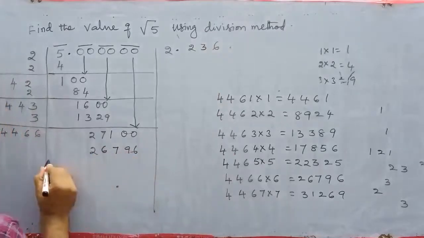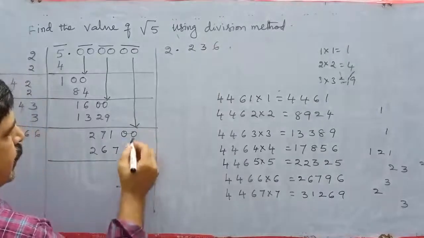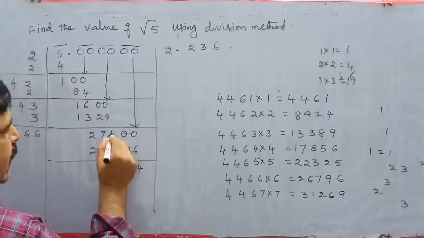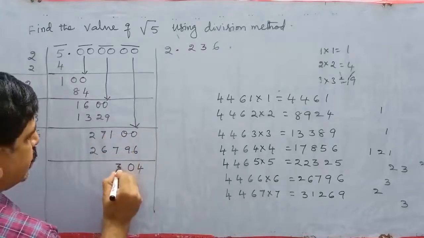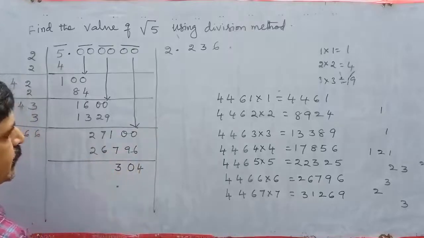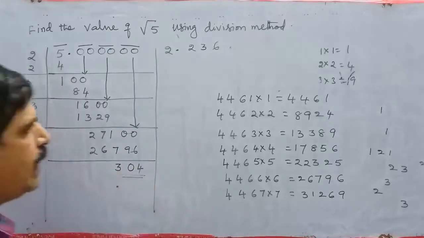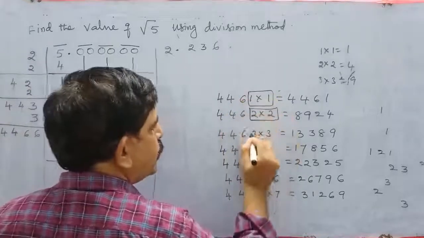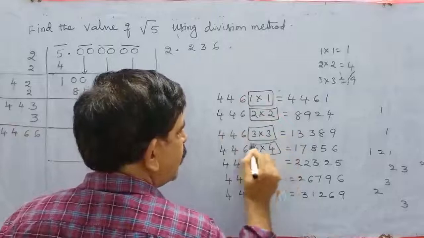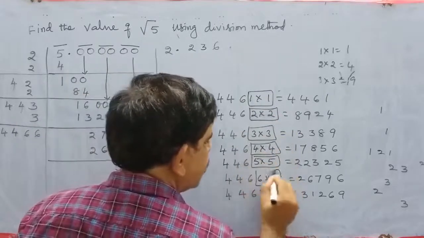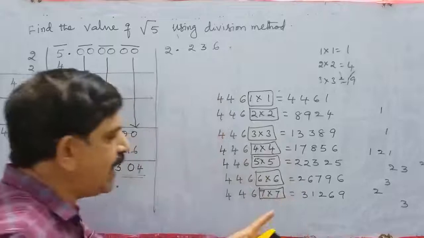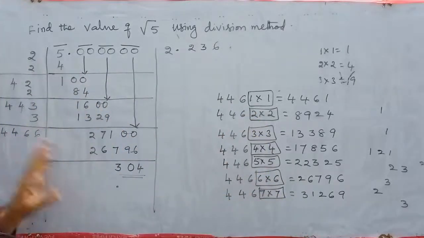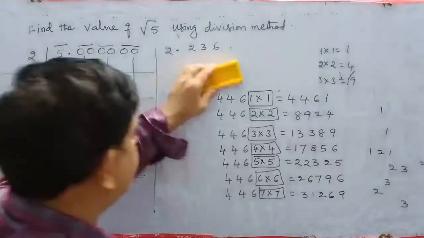26,796. Okay. Now 10 minus 6 is 4, 9 minus 9 is 0. Next again 10 minus 7 is 3, 6 minus 6 is 0, 2 minus 2 is 0. Okay, this is the remainder. Now see here, 1 into 1, 2 into 2, 3 into 3, 4 into 4, 5 into 5, 6 into 6, 7 into 7. So like this we have to take the perfect squares which are suitable for this division.